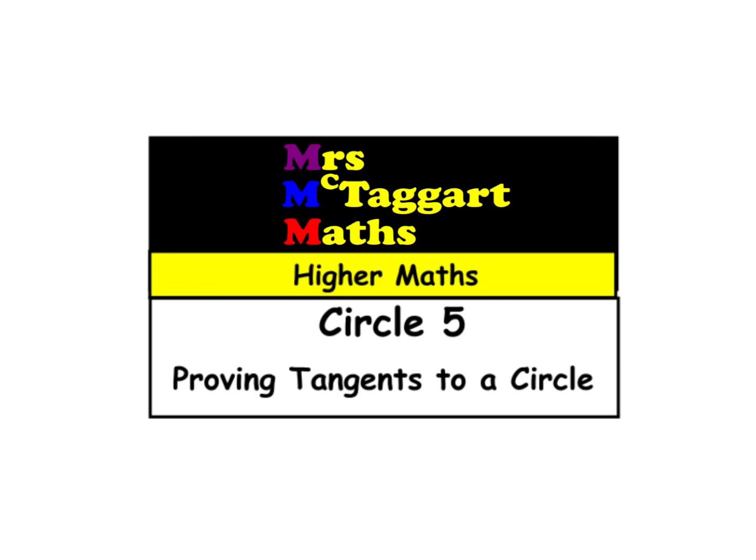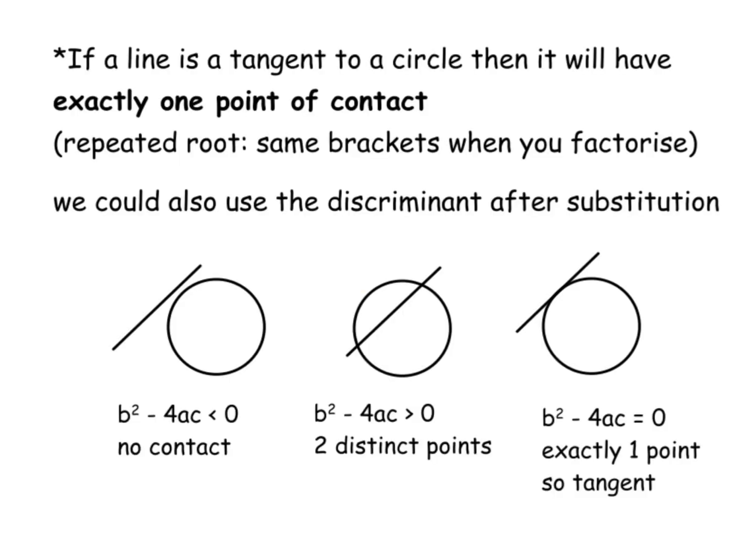In this one we're going to prove tangency. We're going to prove that lines are tangents to a circle, or maybe that they're not tangents. Again, this is something you've possibly seen already when you've been doing quadratics and proving something is a tangent to a curve, so it is pretty similar. If a line is a tangent to a curve, then we're looking for exactly one point of contact, or repeated roots. Repeated roots means you've got the same bracket when you factorise, like x plus 1, x plus 1. You can also use a discriminant after the substitution method.